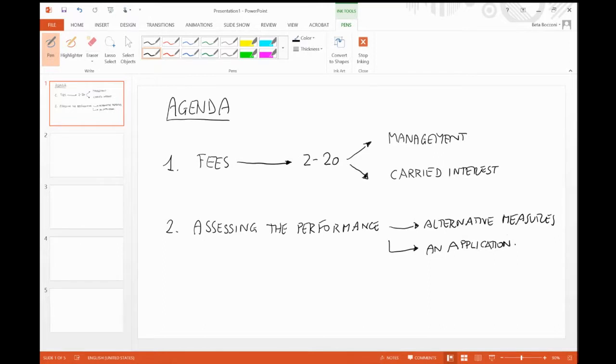Okay? So only a couple of points, but be ready to work intensively with me on numbers. Today we will do a bit of number crunching, but this is the price to pay in order to understand exactly how these vehicles work.